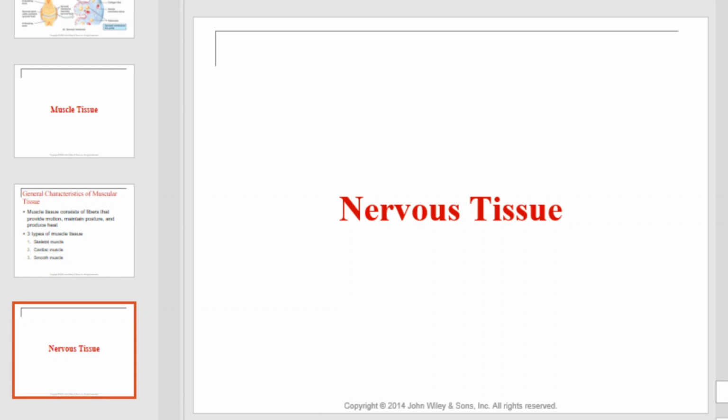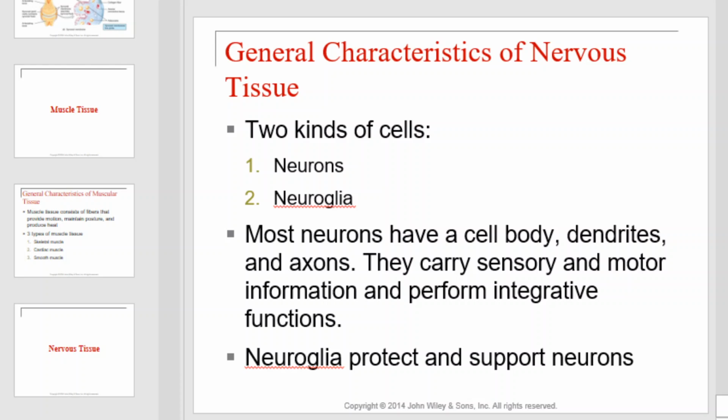Nervous tissue. There are two kinds of cells that make up nervous tissue: the neurons and neuroglia. Most neurons have a cell body, dendrites, and an axon. They carry sensory and motor information and perform integrative functions, while neuroglia protect and support the neurons. And this concludes our introduction to the tissues of the human body.